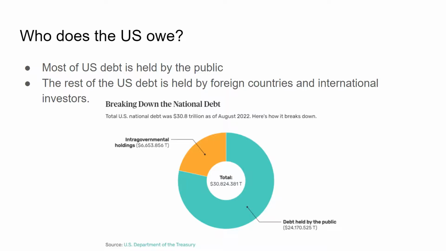Who does the US owe? Most of the debt in the US national debt is owned by the public in the forms of treasury bills, treasury notes, treasury inflation protected securities, US savings bonds, and state and local government series securities. As shown by the pie chart, 78.4% of the US national debt is owned by the public, while the other 21.6% is owned by foreign governments and foreign investors.